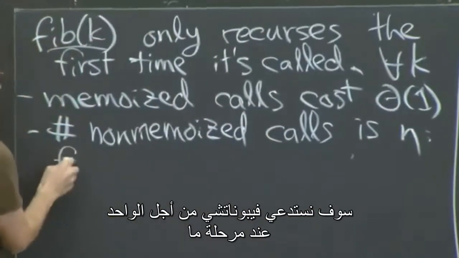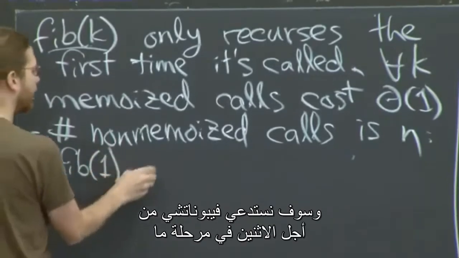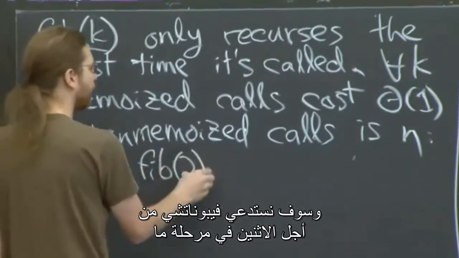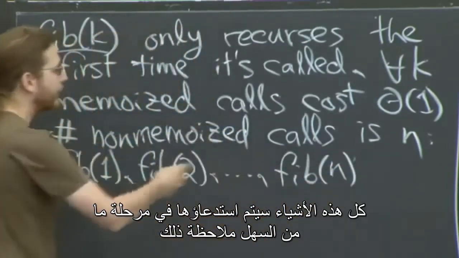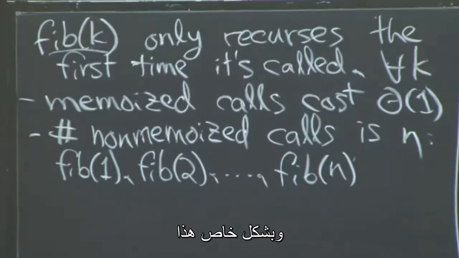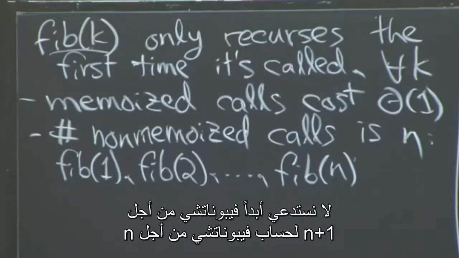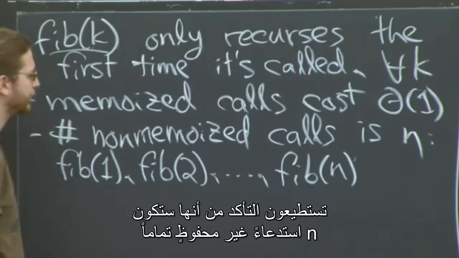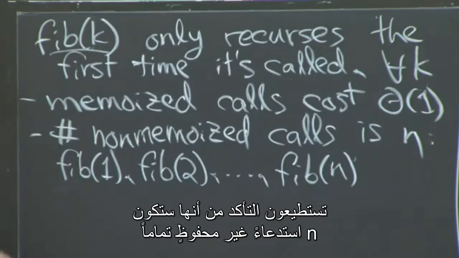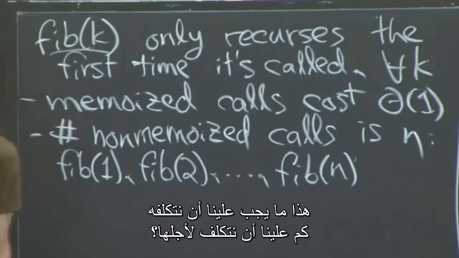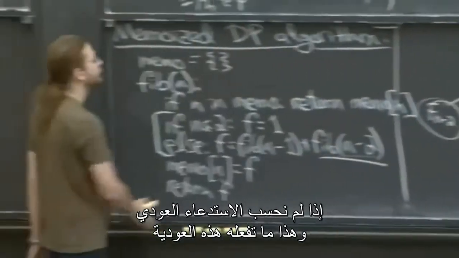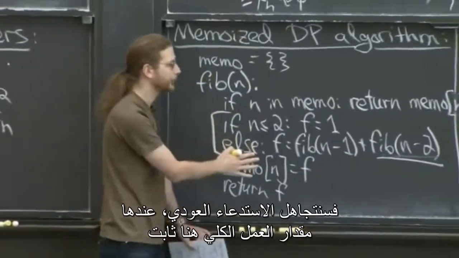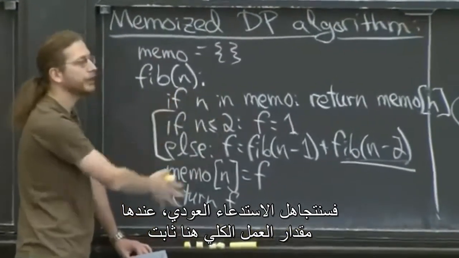We are going to call Fibonacci of 1 at some point. We're going to call Fibonacci of 2 at some point. And the original call is Fibonacci of n. All of those things will be called at some point. That's pretty easy to see. But in particular, certainly at most this, we never call Fibonacci of n plus 1 to compute Fibonacci of n. So it's at most n calls. Indeed, it will be exactly n calls that are not memoized. Those ones we have to pay for. How much do we have to pay? Well, if you don't count the recursion, which is what this recurrence does, if you ignore recursion, then the total amount of work done here is constant.